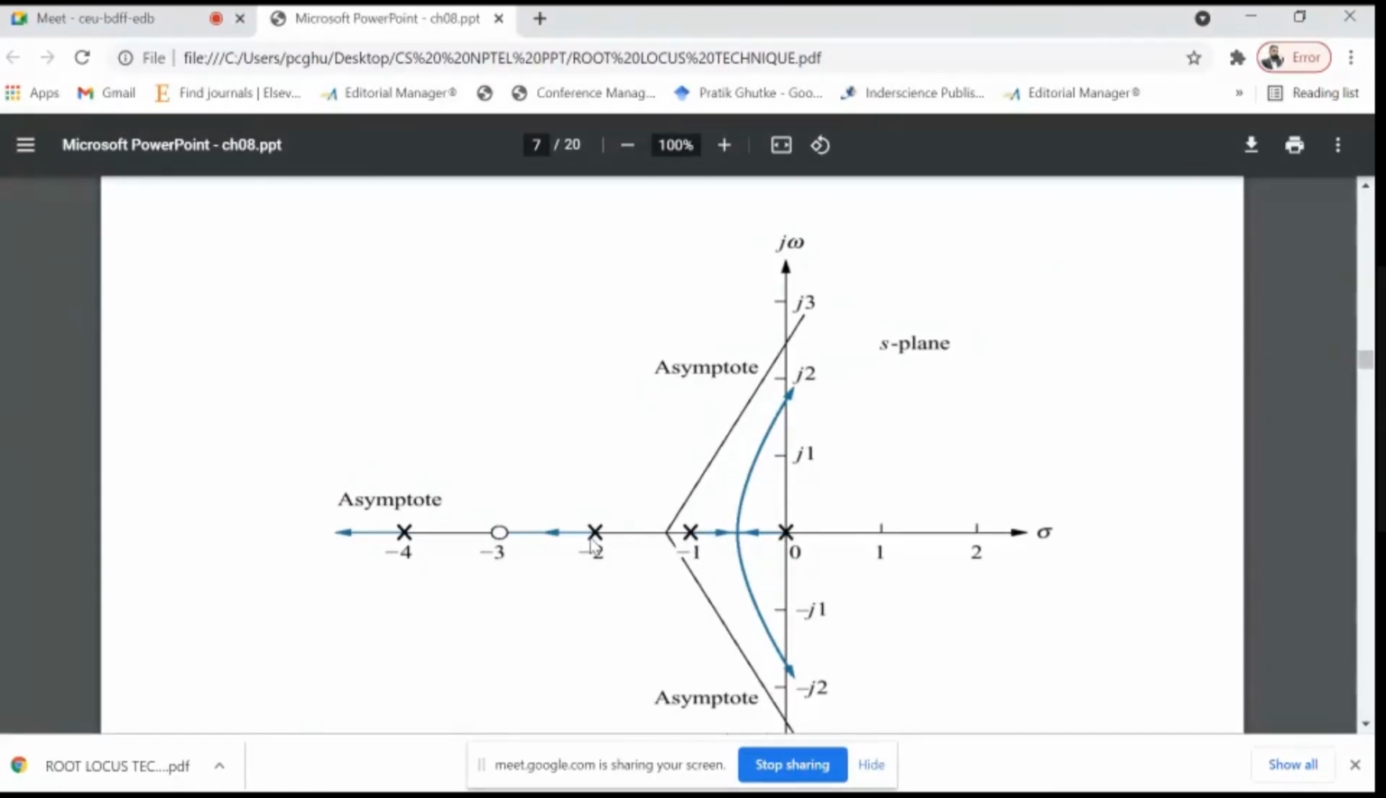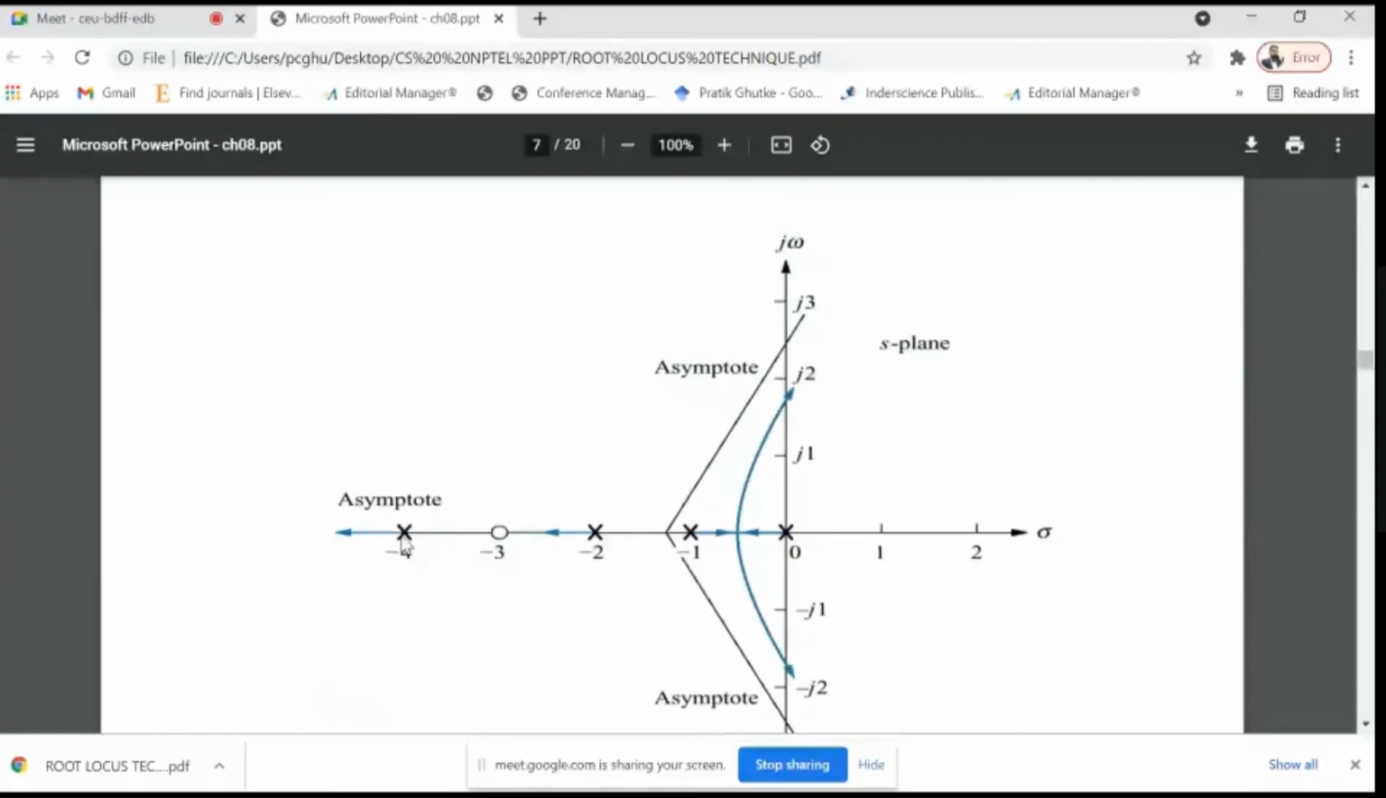Now checking another region, I will be at the -2 pole. How many poles are on the right-hand side of -2? It should be an odd number of poles. If there are an even number of poles, then that is not a root locus region. On the right-hand side of -2 there are two poles, -1 and 0. So there are an even number of poles, which means this region will not be a root locus region. Between -1 and -2, it would not be a root locus region. Now coming to the pole at -4, we check the root locus and non-root locus regions for poles only, not zeros. We do not check for zeros, only for poles.